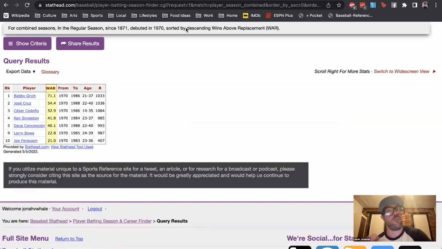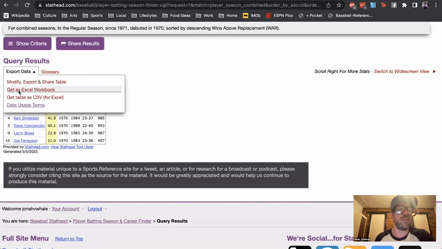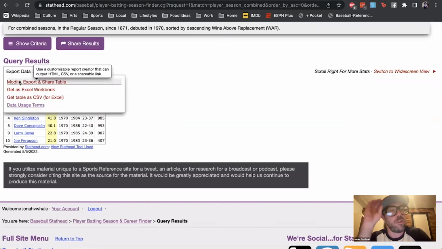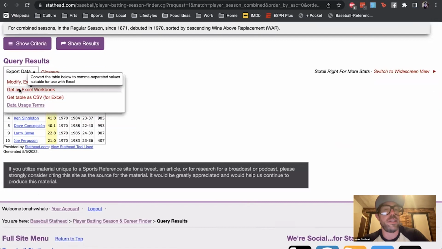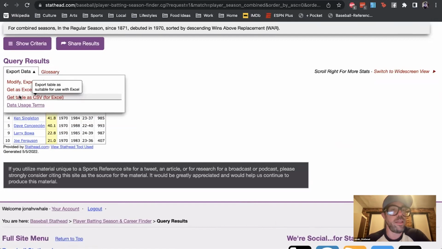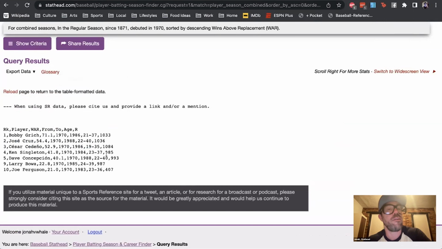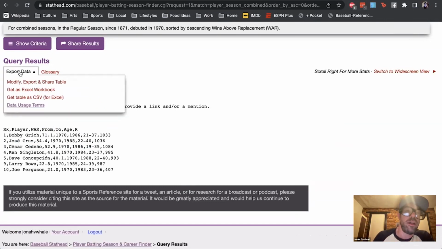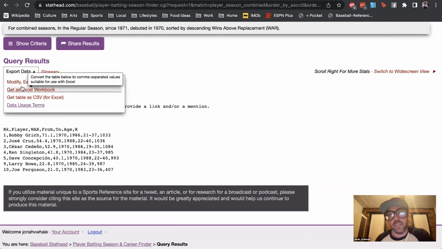But if you want to do stuff on your computer with it, you'll go to these options below modify, export, and share table. What you can do is click get as Excel workbook. It'll download an Excel file onto your computer with that table. Or you can click get table as CSV, and that'll convert it to a CSV, copy and paste it, and you're good to go. So I do this a lot. I do the Excel workbook a lot, if you're trying to calculate additional stats or trying to do any sort of advanced stuff on your own.